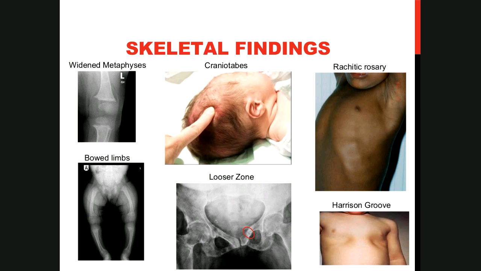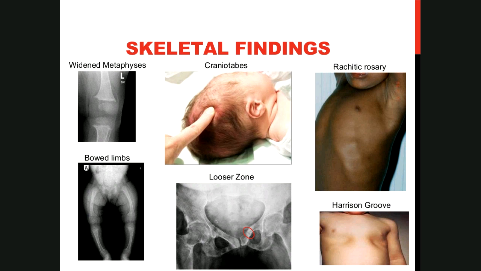So I just wanted to take a minute to go over some of the skeletal findings that we see in rickets. We oftentimes will see in our younger children delayed closure of the fontanelles. There's oftentimes parietal and frontal bossing. You can see here on the top left picture, there's a widening and a fraying of the metaphyses that occurs. Craniotabes is a softening of the skull, and you can see with that finger pressed into the skull what's called a ping pong defect that occurs as a result of craniotabes.